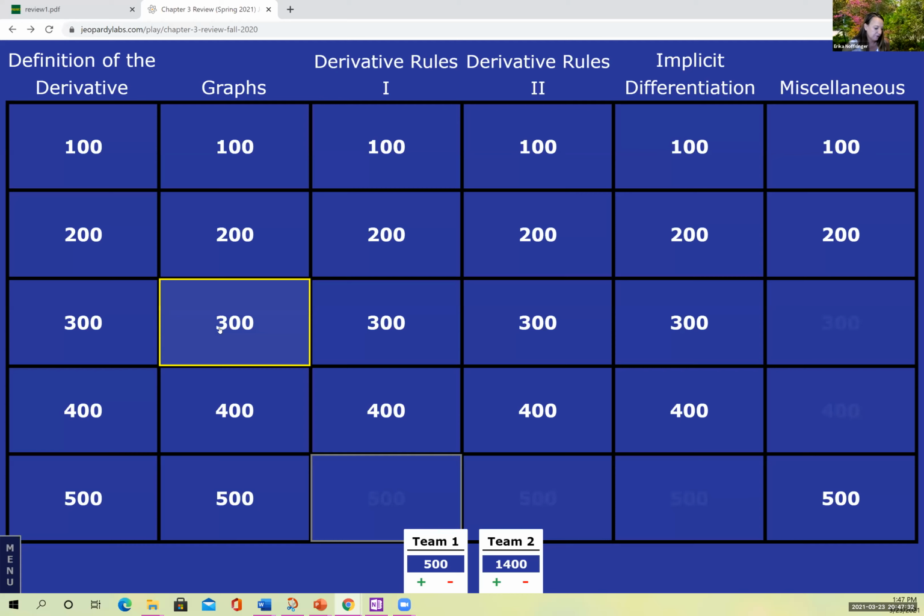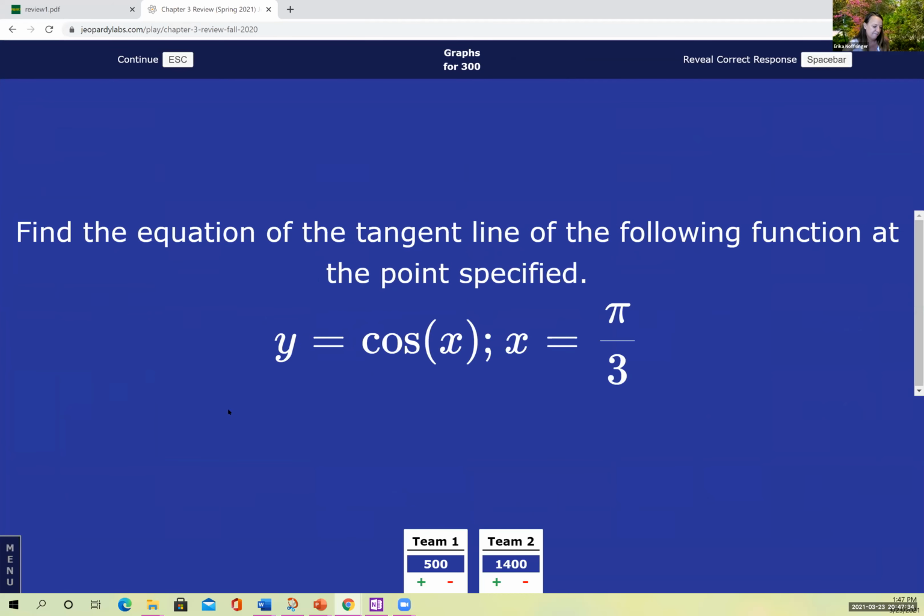Okay, so we have graphs for 300. Find the equation of the tangent line of the following function at the point specified. So we're looking at y equals cosine of x. We want to find the equation of the tangent line of y equals cosine of x at x equals pi thirds.